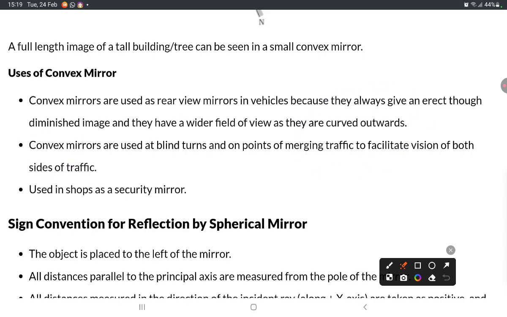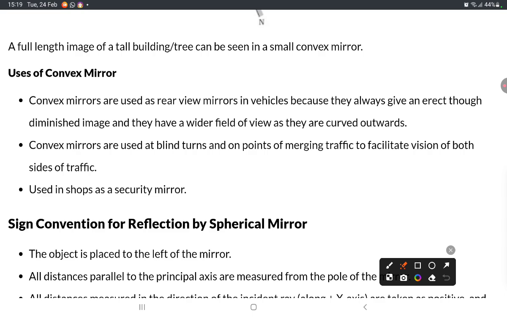Convex mirrors are used at blind turns and at points of merging traffic to facilitate vision of both sides of traffic. They are also used in shops as security mirrors.